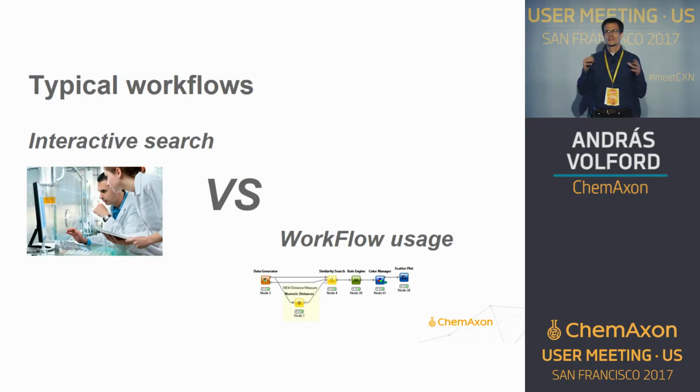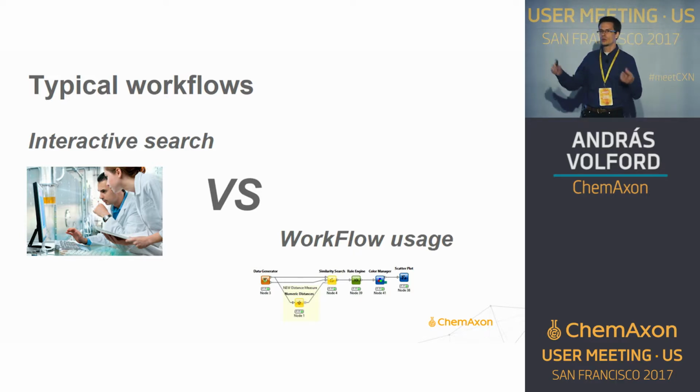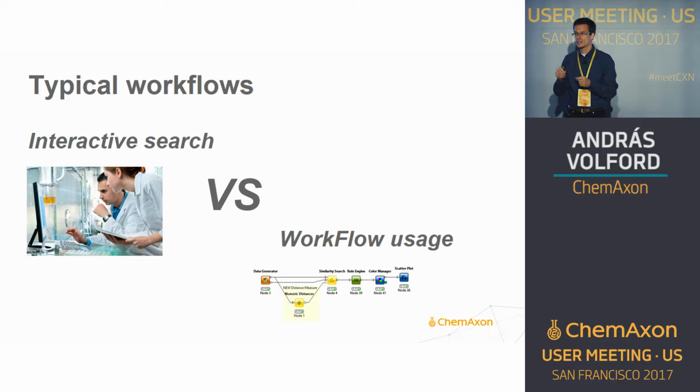There are typically two scenarios in searching. One is an interactive search. The interactive search is when you or your colleagues are sitting at the computer and, like you are Googling something, you are Googling the database. So you are drawing the structure, you are checking the result, and you are modifying the query structure to get better results. And this is an iterative process until you get the number of structures you are interested in.